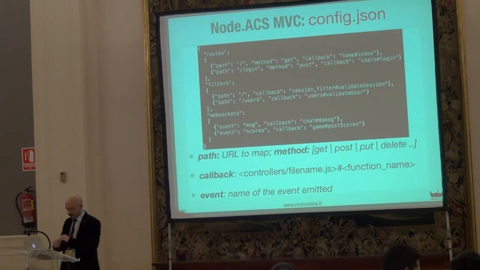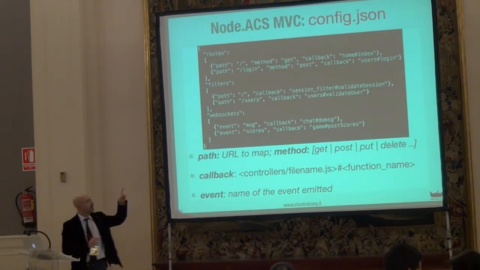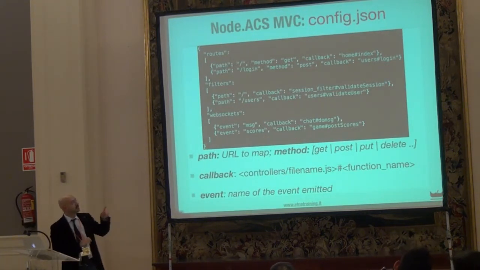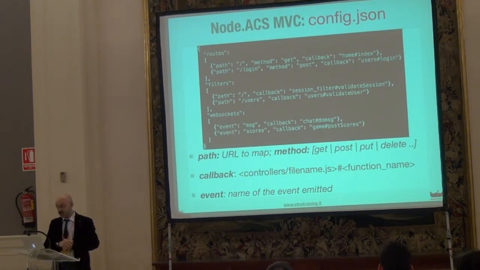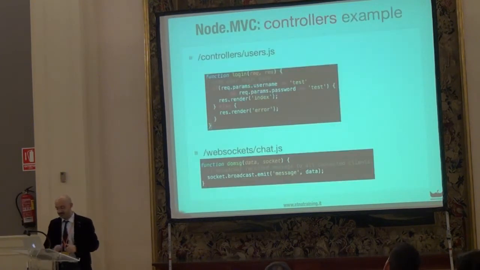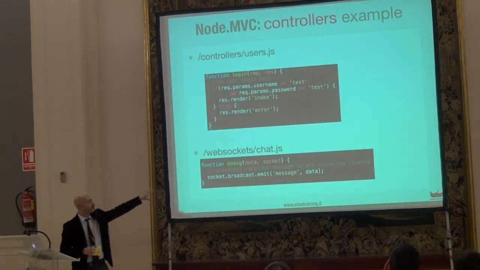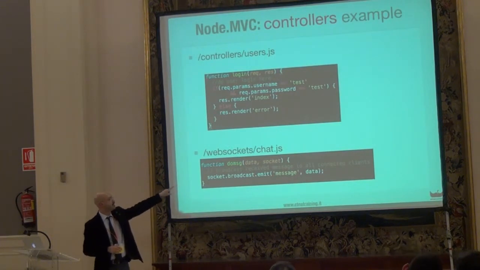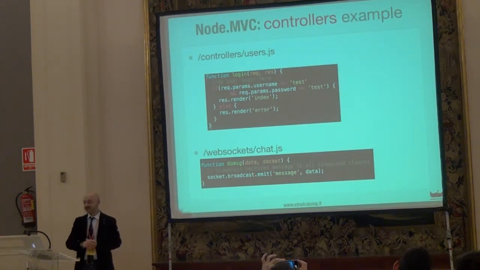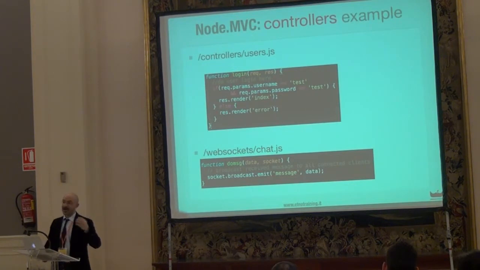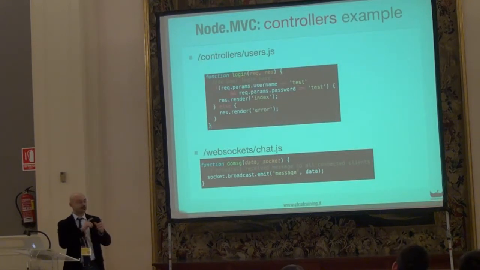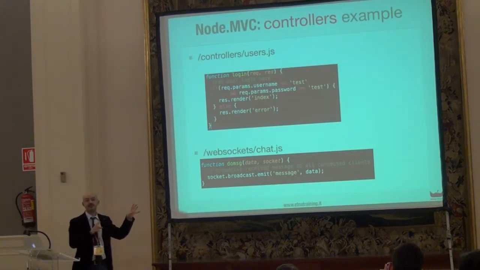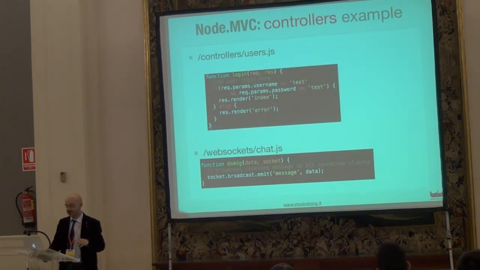So here we have two events, message and scores. Those two events have the controller written inside chat.js and game.js. So here, in the WebSockets folder, we have chat.js, and the callback is do message. So every time a client sends a message event, the Node.JS server will broadcast the message to all other clients. So this is an implementation of a simple chat.